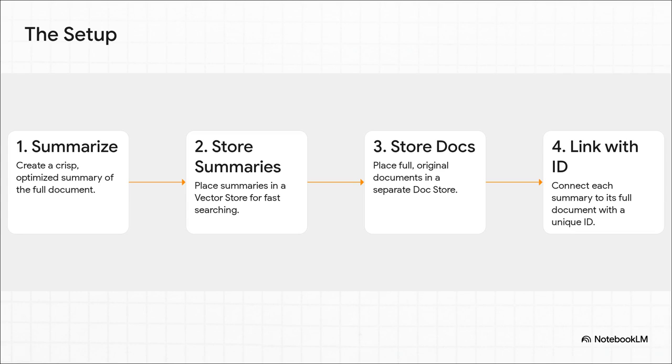And here's how you set it up. It's basically a four-step process. First, you make a really good, crisp summary of your document. Step 2, you put that summary into something called a vector store. That's just a fancy database made for super fast searching. 3, you take the original, full document and stick it in a separate, simple doc store. And the final, most important step, you link them. You connect each summary to its full document using a unique ID.